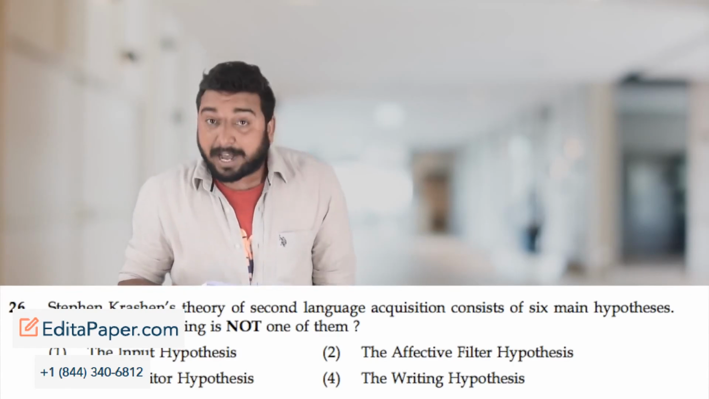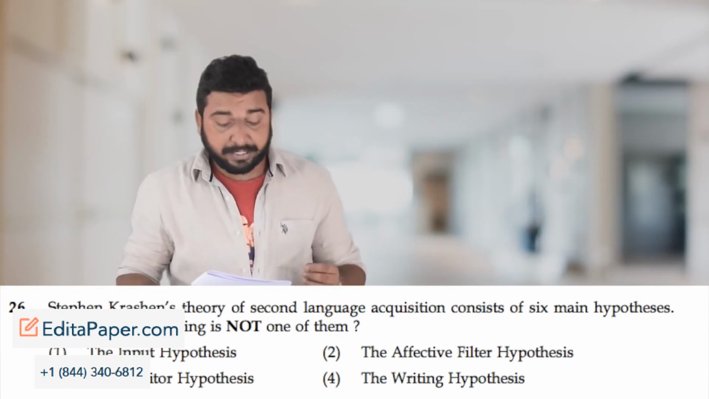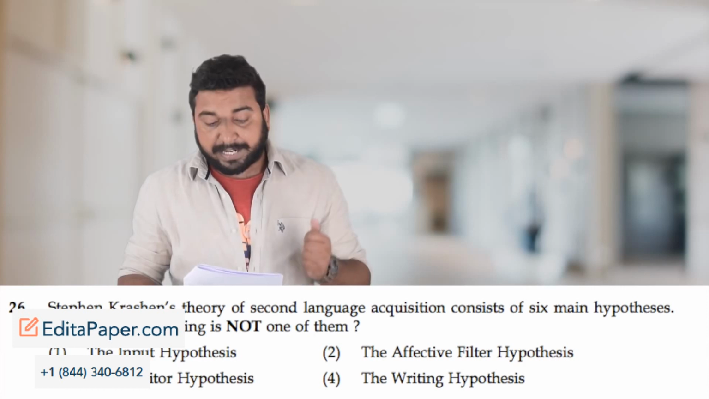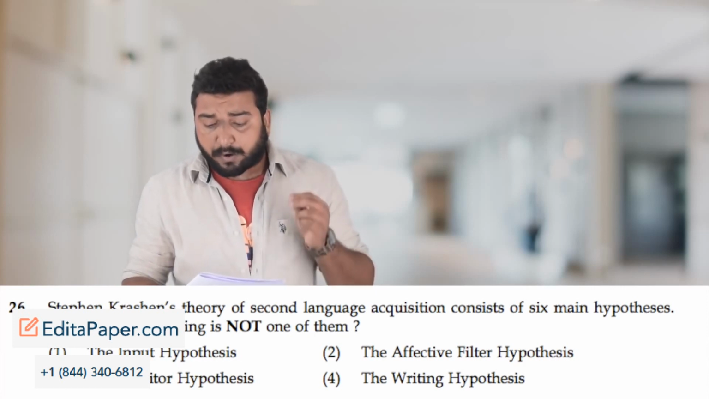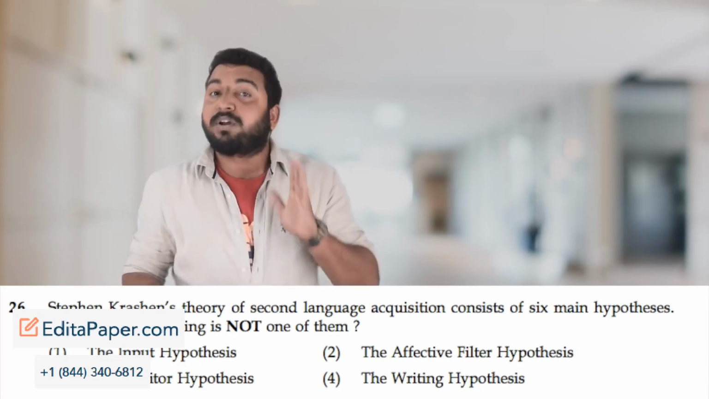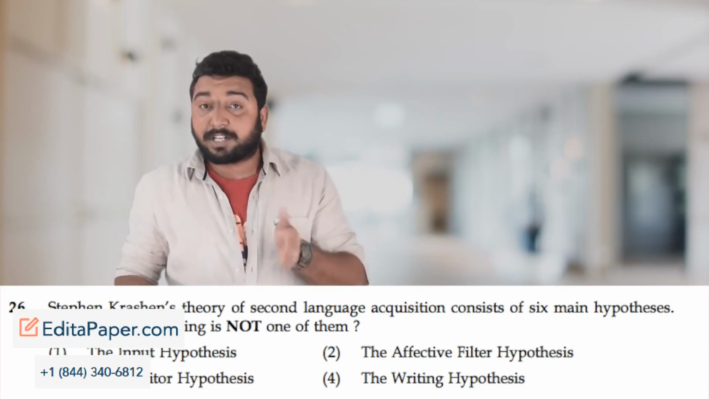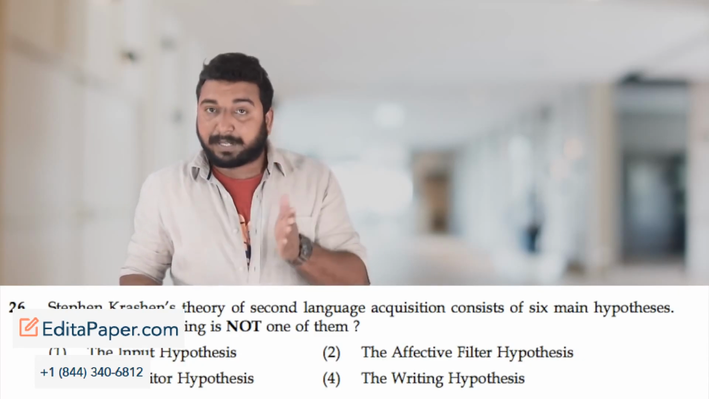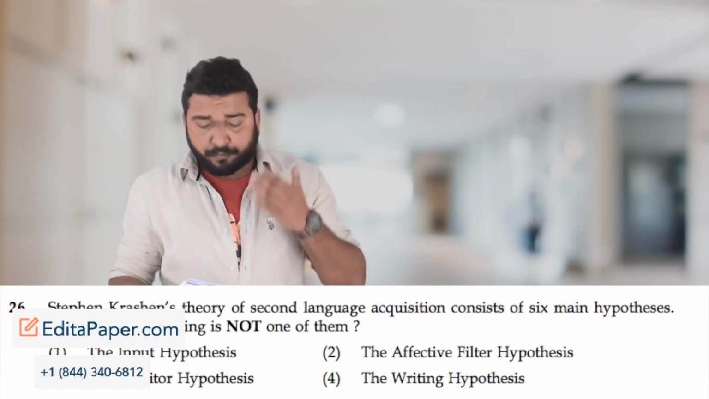Question number 26. Stephen Krashen. In my last class, yesterday's class, I was teaching this. Stephen Krashen's theory of second language acquisition consists of 6 main hypotheses. Friends, I must tell you, there are no 6 hypotheses. It's just 5 hypotheses. People add a 6th one, so I can tell you it's very simple.